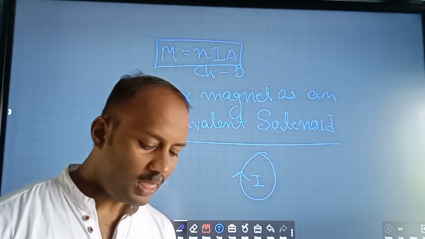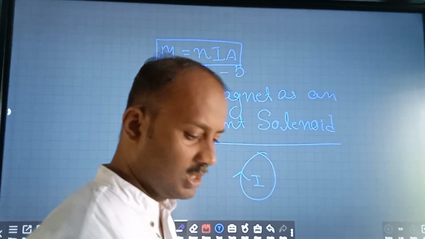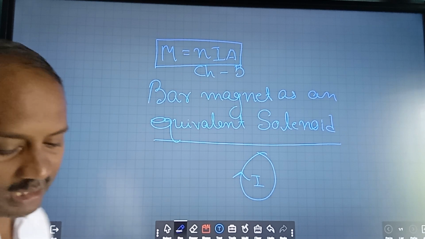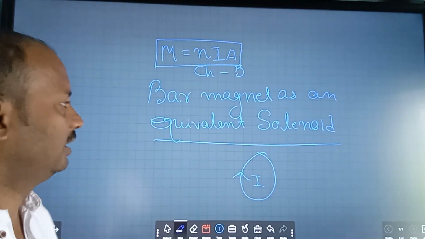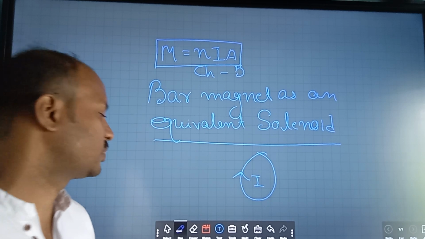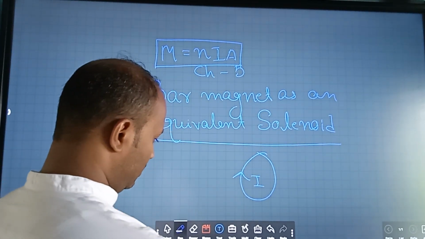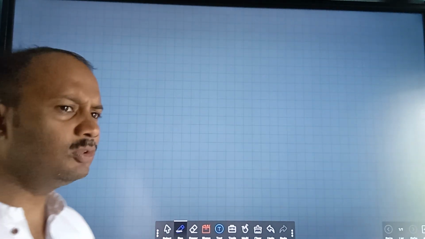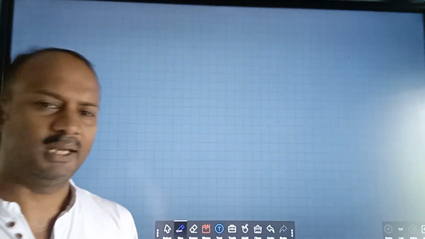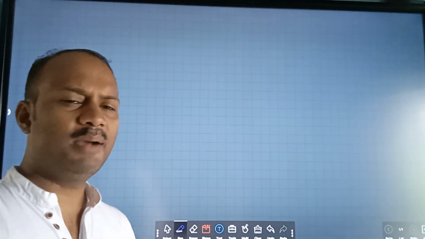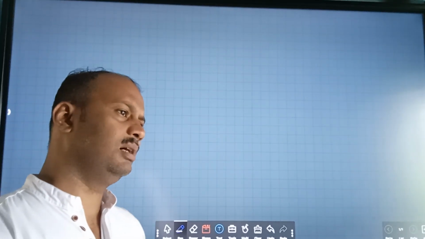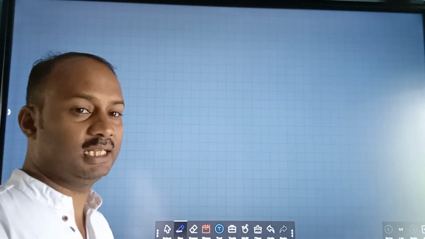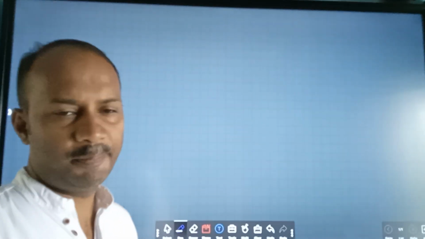And so from this we are going to start the topic, what is a bar magnet as an equivalent solenoid. Look at this bar magnet. We know that a magnet has two poles, north pole and south pole, when the bar magnet is placed in a uniform magnetic field.